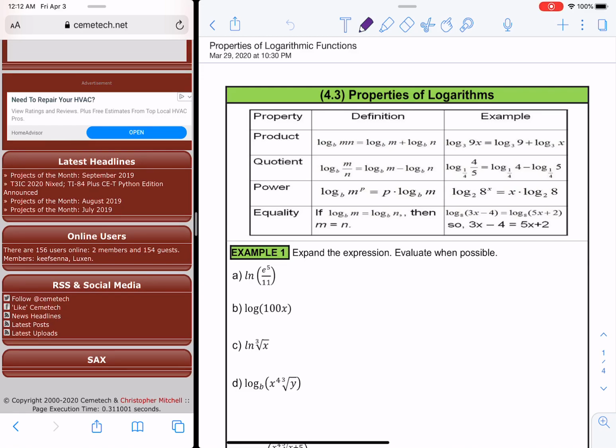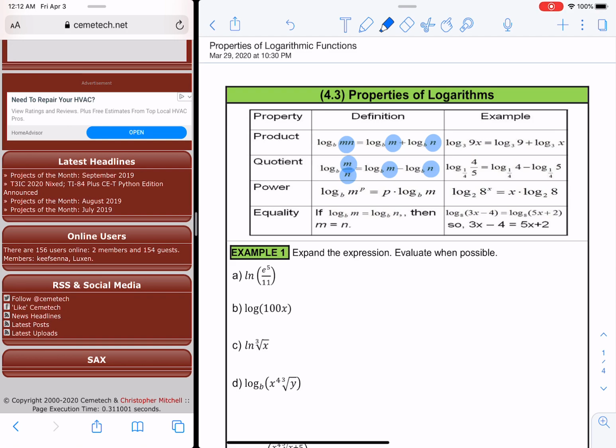So this video is on the properties of logarithms, and this would apply to logarithms of any base, so base n, base e, it doesn't matter. So the log base b of m times n is equal to the log of m base b plus log n base b. The log of m over n is simply log m minus log n.